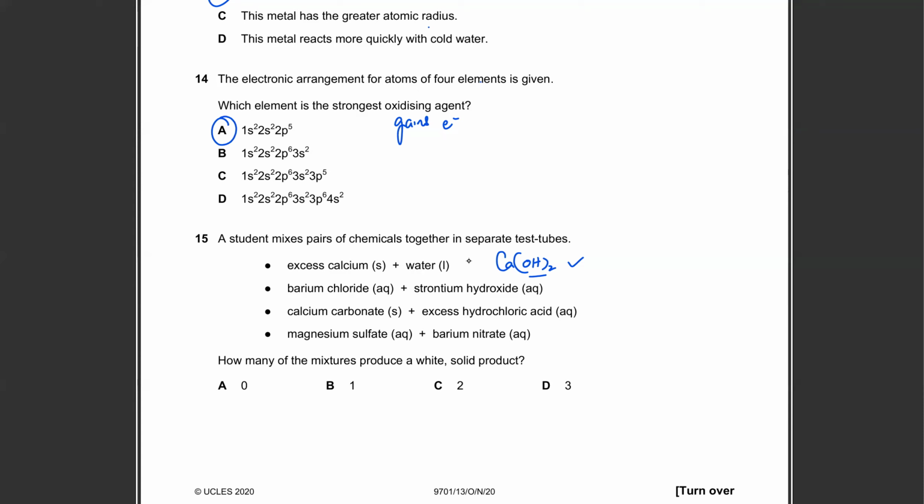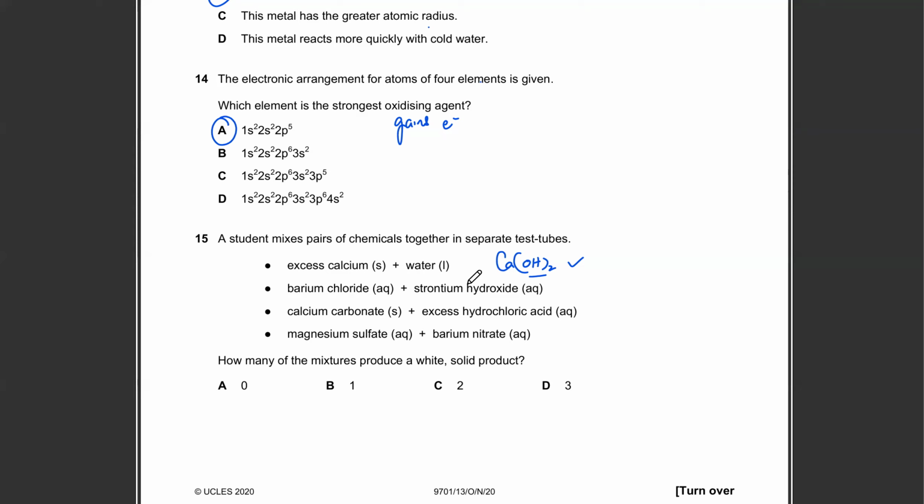I mean, lime water. It's like mercury. So we're not sure. We're going to check the answer for the first one. What about the second one? Is that going to produce a white solid?